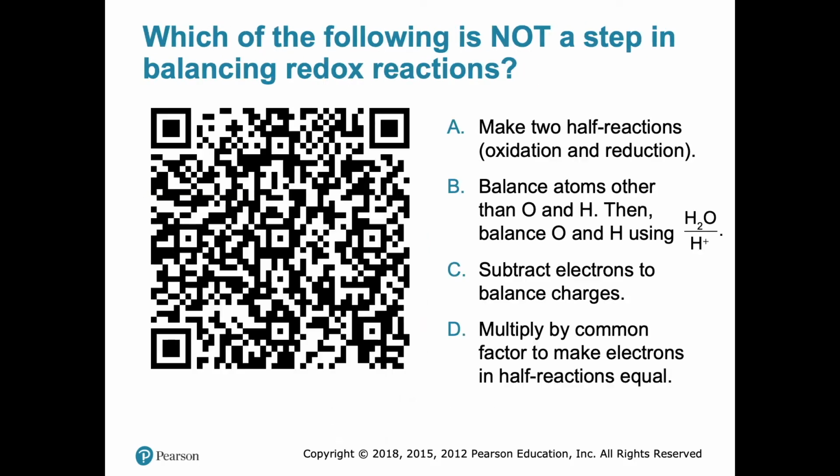So our next question is this. Which of the following is not a step in balancing redox reactions? Make two half reactions, right? Balance atoms other than O and H, and then balance O and H using waters and protons, right? You subtract electrons to balance the charges, or you multiply by the common factor to make all the electrons in the half reactions equal.